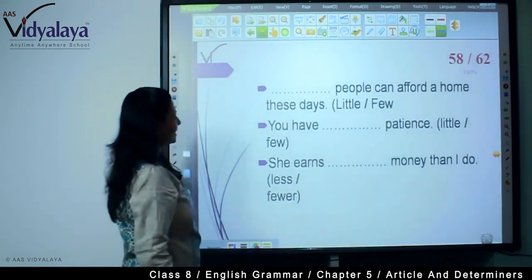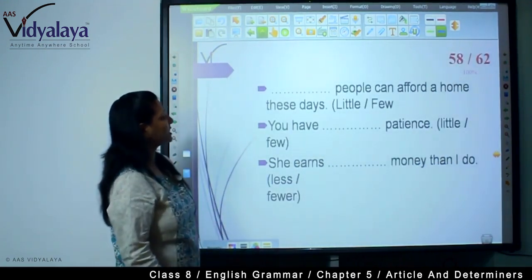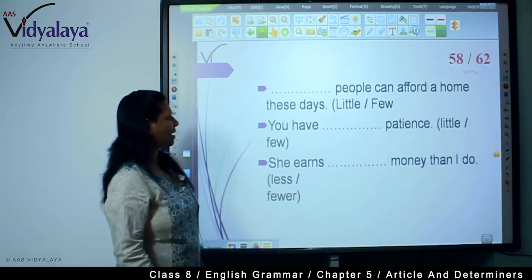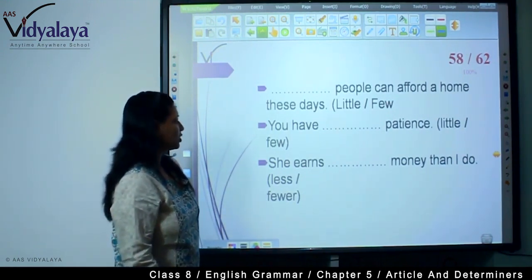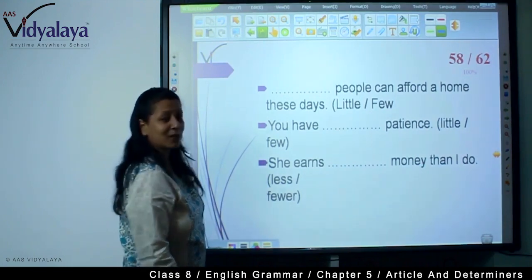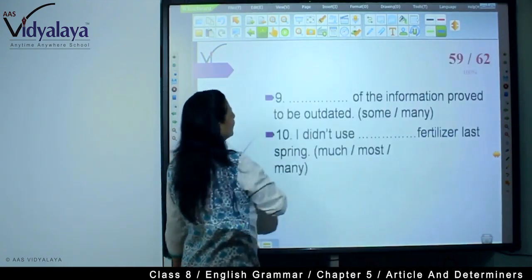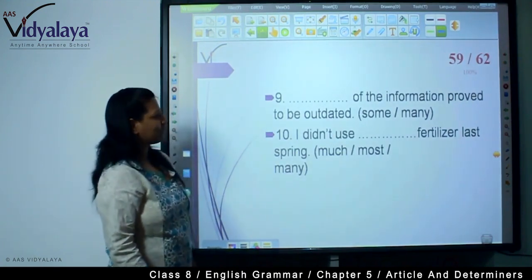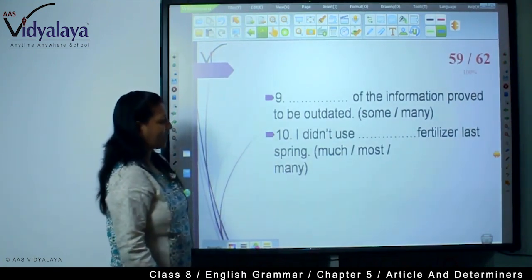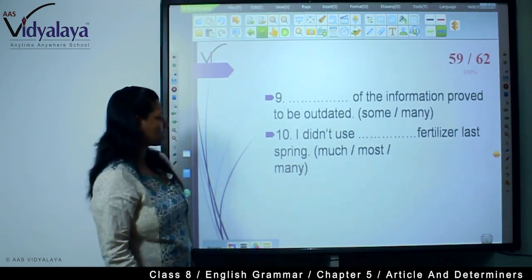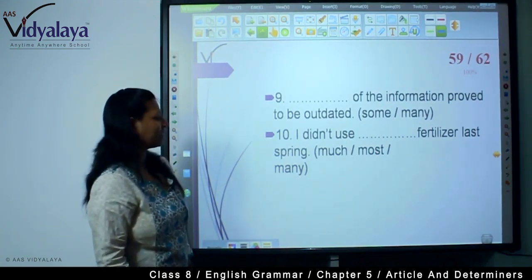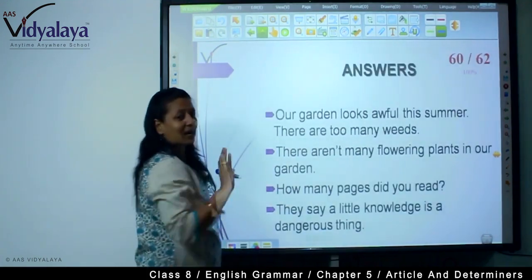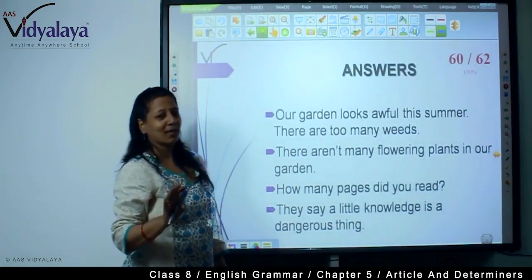So here these are the sentences. Now, little or few people can afford a home these days. You have little or few patience. She earns fewer or less money than I do. Now, some or many of the information proved to be outdated. I didn't use much or most or many fertilizer last spring. So, answers are given. Don't worry about that.